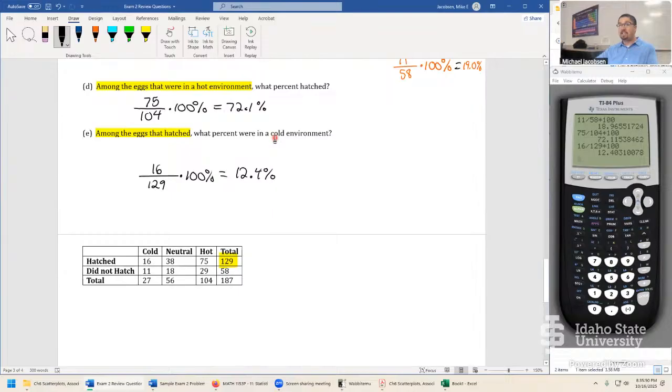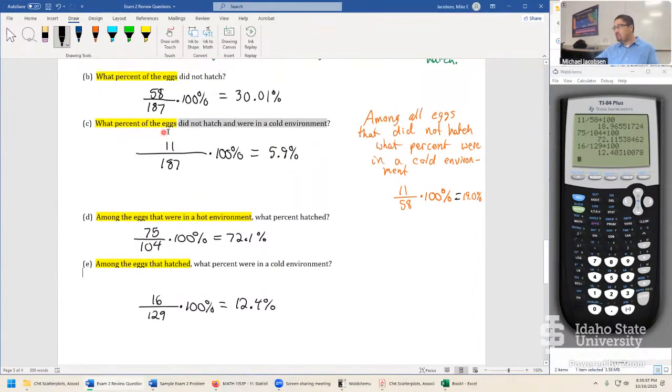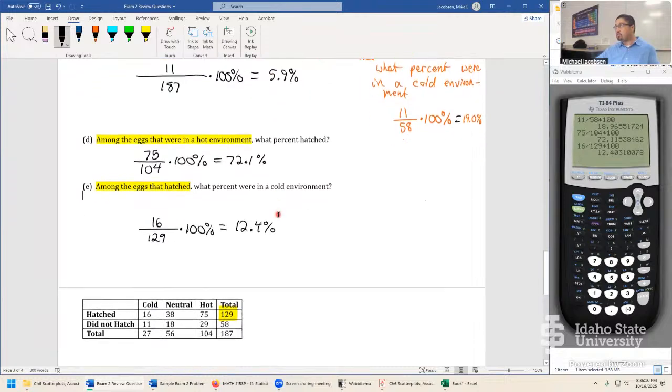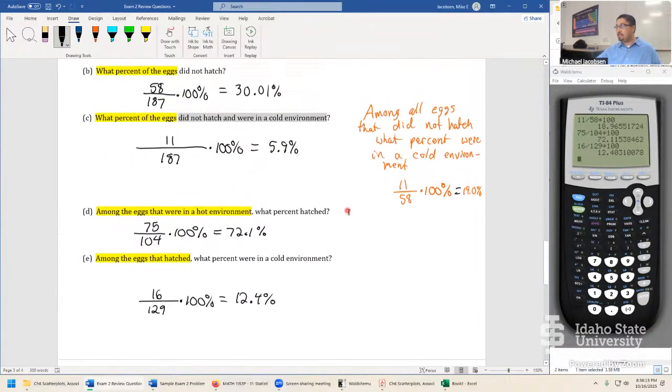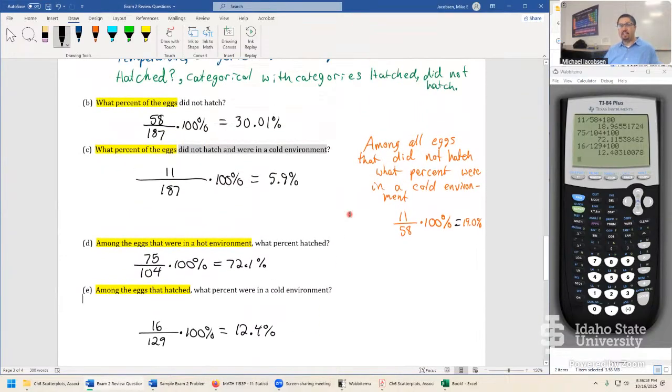So the hot environment, mimicking the actual mother python, almost a 75% success rate. The cold environment mimics what happens in nature if the mother python just takes off forever, and it has a really low percentage there. The percentage of the eggs that did not hatch and were in a cold environment was pretty low on this. And the percent of the eggs that did not hatch was 30%. But when we restrict to one variable or another, we get some pretty different percentages as well. But these are the main things we're going to look into in chapter 3. Again, we actually did spend a lot of time there, and it was a long time ago. This is the wrap up of what we'd be doing on that first exam question.